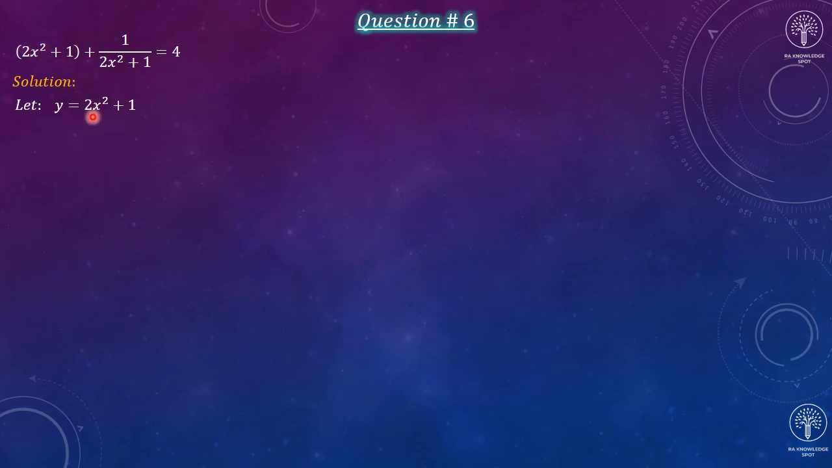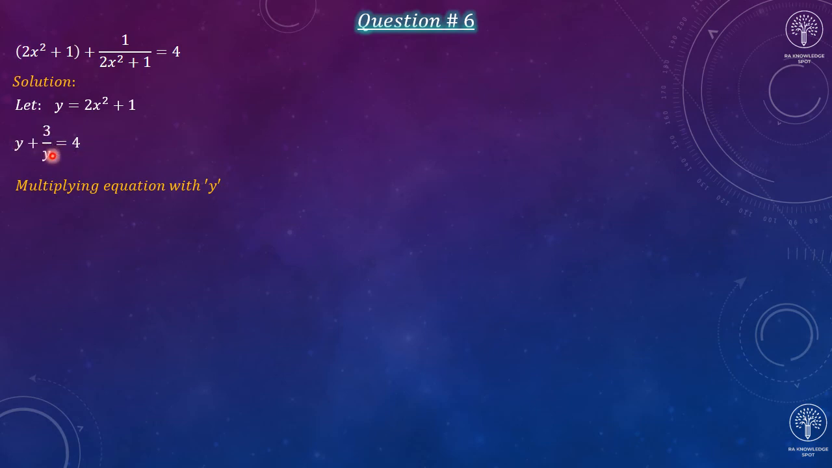Now what you have to do, you always have to take it equal to y. Now y is equal to 2x square plus 1. Replacing in the question, this is y plus this one is equal to 4. You just have to replace 2x square plus 1 with y. Now students, there's one thing more that you also have read in 1.1, that you have to multiply the whole equation with y.